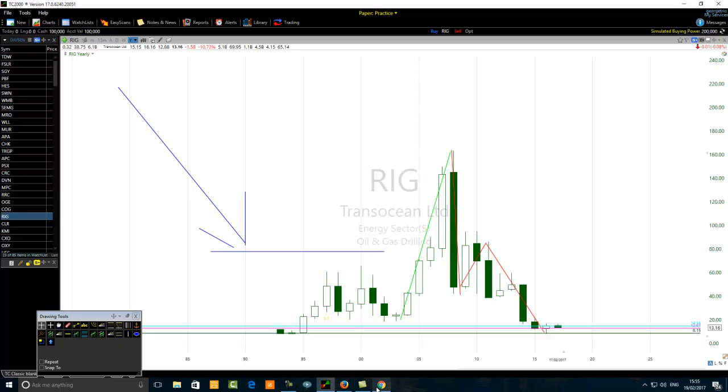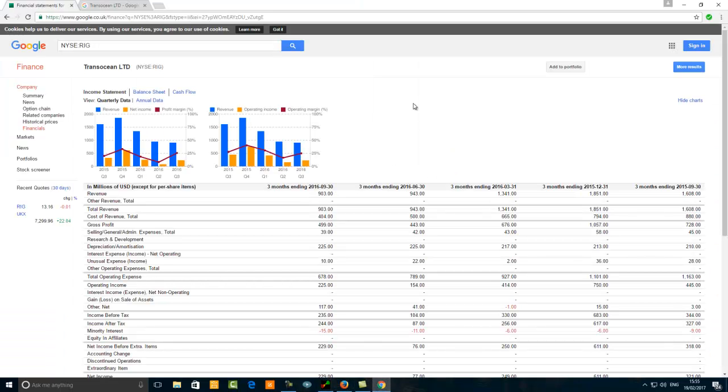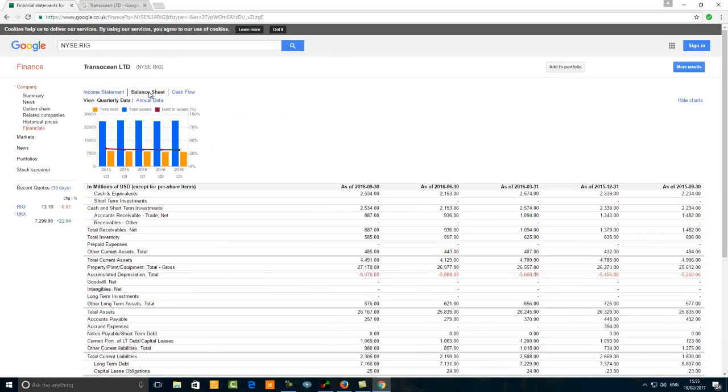If we go to Google Finance, the first thing that we check when we are about to trade any stock is to ascertain whether that stock has passed the Google Acid test. It's very simple. We compare the current liability to the current asset. So I'm now on Google Finance. This is Transocean stock, EPIC RIG, on the New York Stock Exchange. I want to look at the balance sheet, so we click on balance sheet.